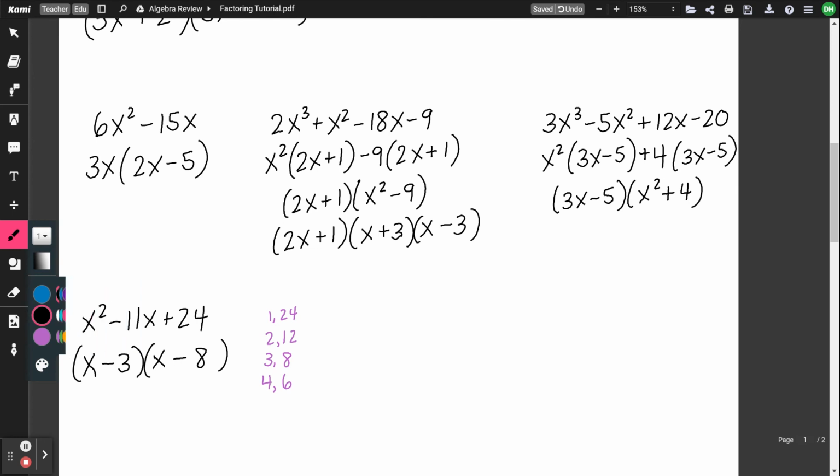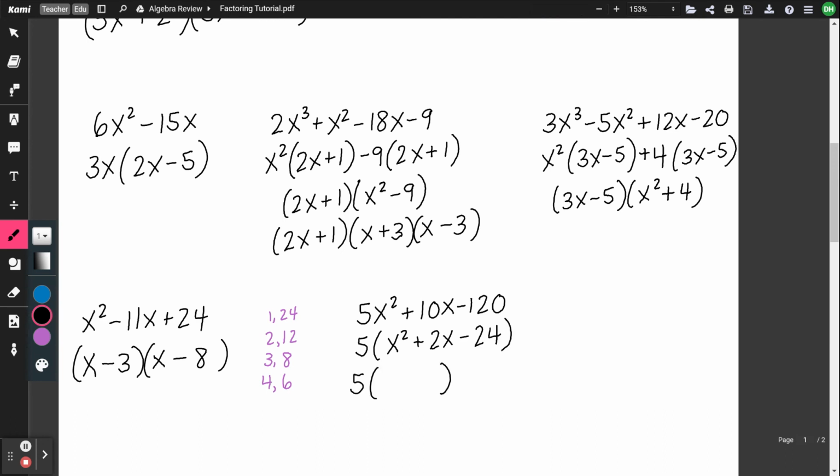Okay, what about 5x squared plus 10x minus 120? There's a GCF. Recognize that. So I'm going to take the GCF out first. Now I can break this down more. The first term is x squared, so that's x times x. The last term is negative 24. So same factors that I listed in the previous example.